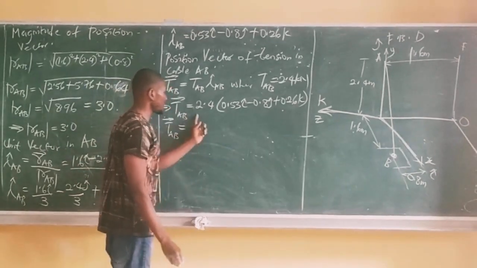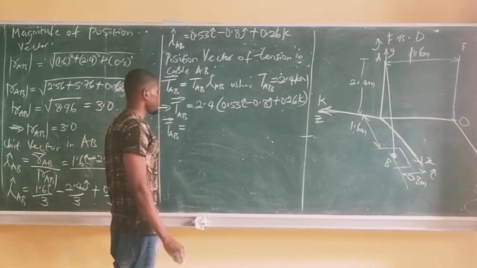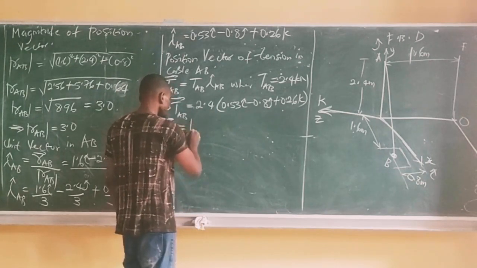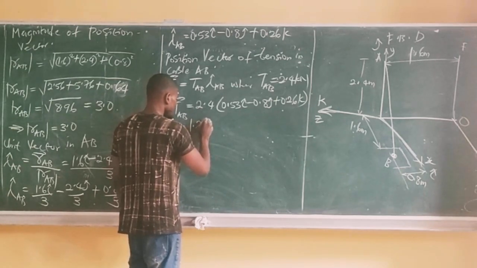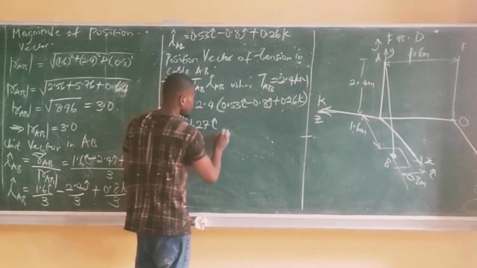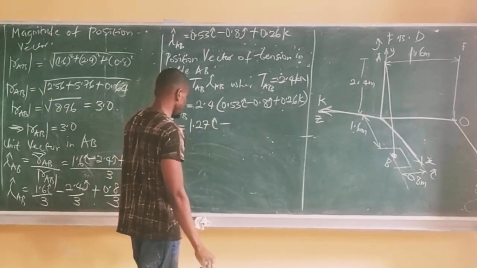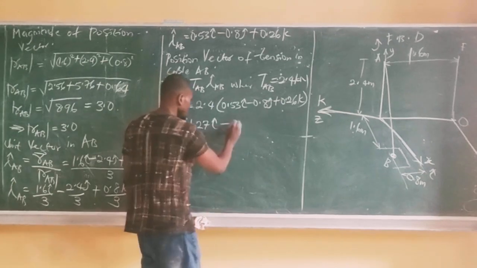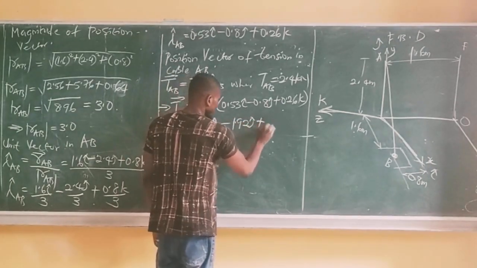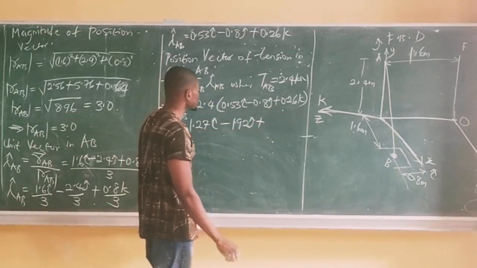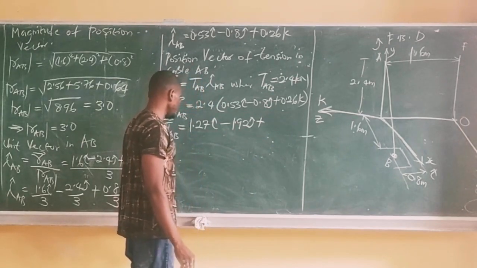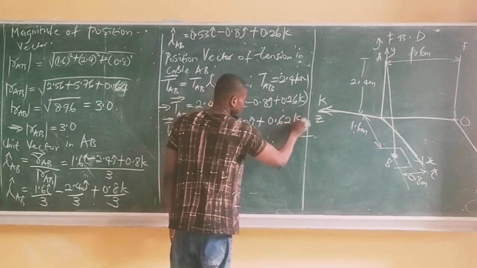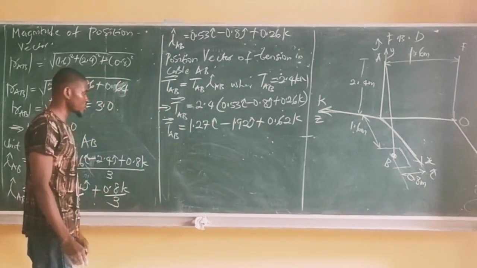So the vector of the tension in cable AB is now equal to 2.4 times 0.53. Let's expand the brackets: 2.4 times 0.53 is 1.272, so 1.27i, minus 2.4 times 0.8, which is 1.92j, plus 2.4 times 0.26, which is 0.624k. So this is now the position vector of the tension in cable AB.